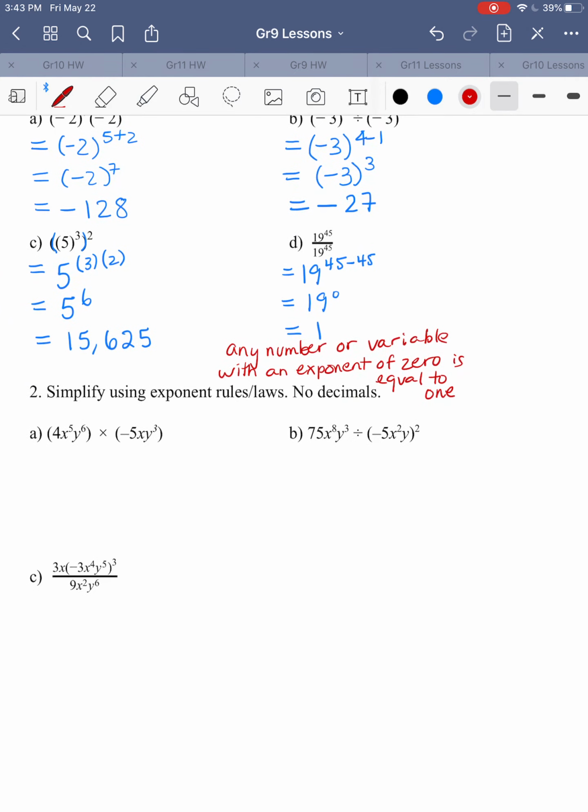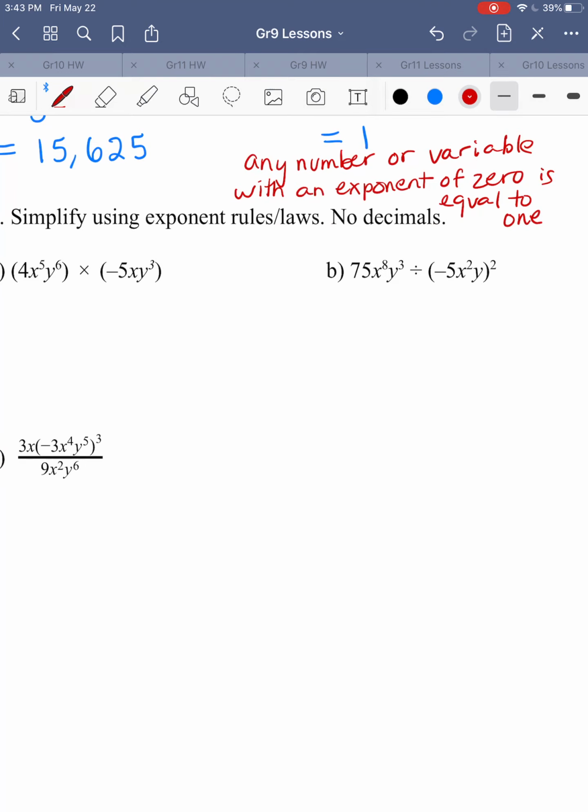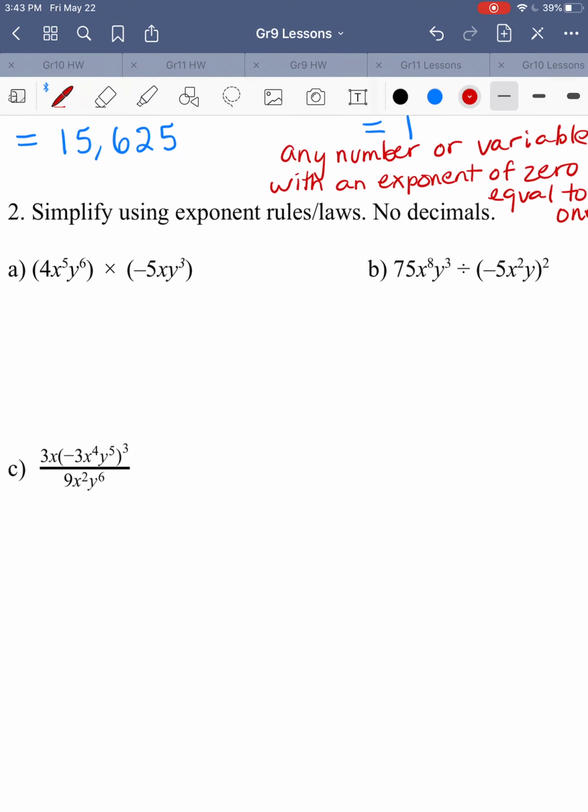Okay, let's move on to our next set of questions. Now we're still using our exponent laws or exponent rules, but we are going to be simplifying expressions that have variables in this case. So in our first one, 2a, we have 4x to the power of 5, y to the power of 6, times negative 5x, y to the power of 3.